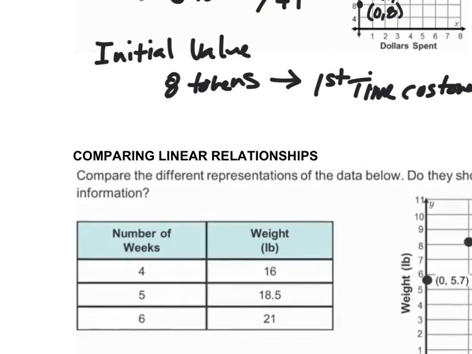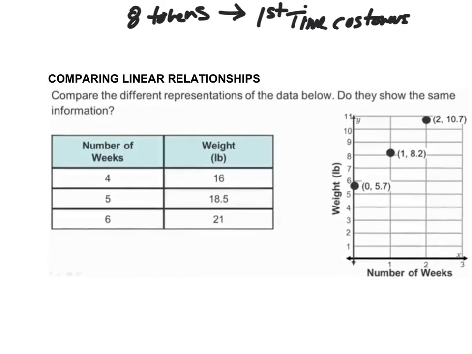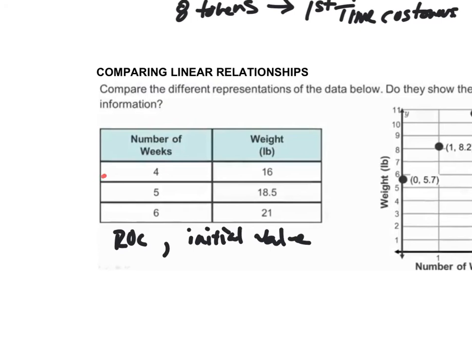Now let's go ahead and compare a couple of linear relationships. It says compare the different representations of the data below. Do they show the same information? I can figure this out by finding my rate of change and my initial value. My rate of change for this first one means we're going to add 1 to my x values, and then we add 2.5 to get the other y values.